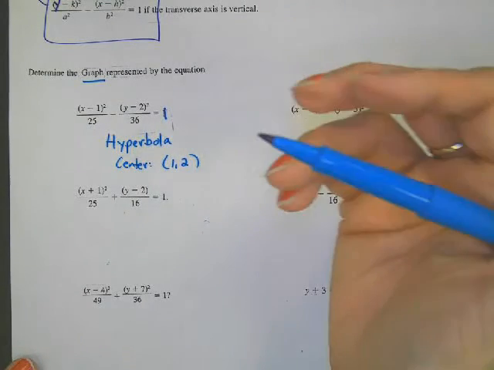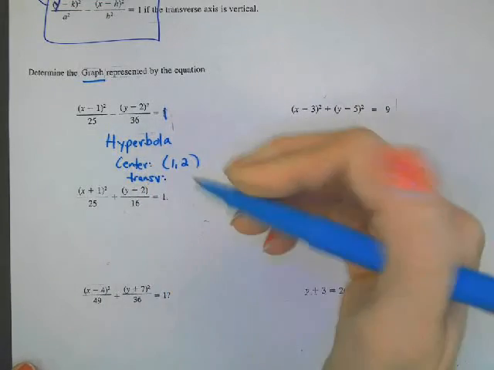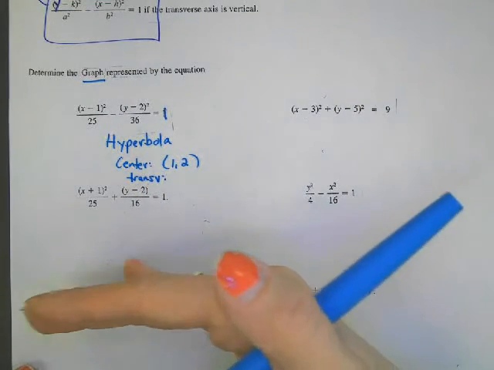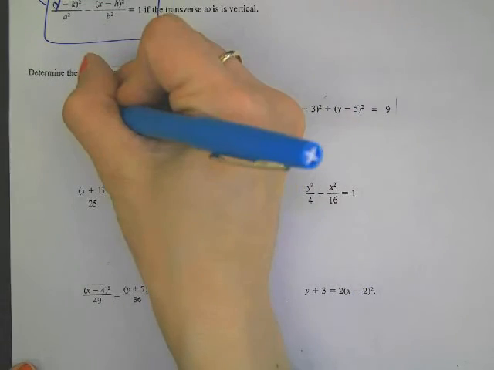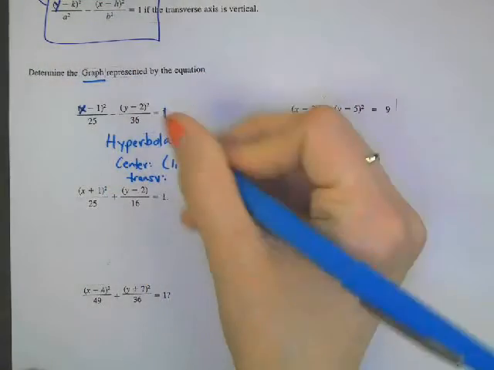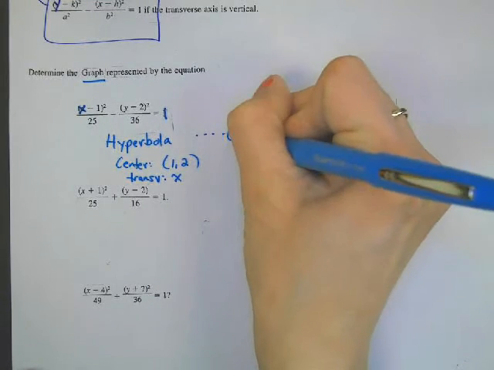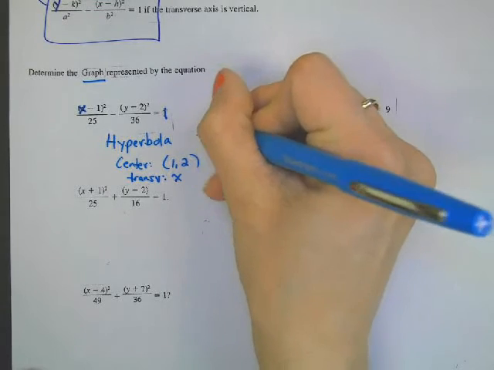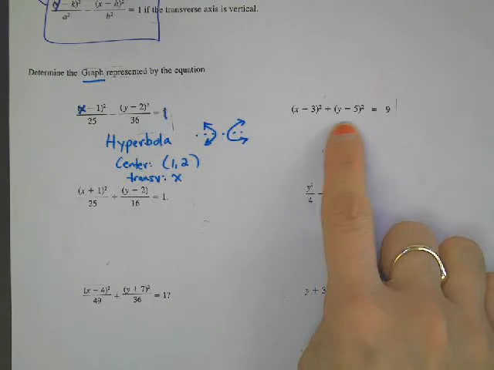Can you tell me the transverse? Transverse means which way is it going? Is it a left-right hyperbola along the x, or is it up-down along the y? Since the x is first, the transverse is x. And what that means is the hyperbola is going left and right. Okay, those are the things you should be able to tell just by looking at the equation. Let's look at this one over here. What shape is this?